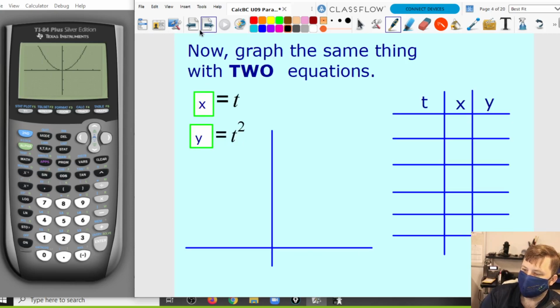Now, with parametric equations, the idea is I'm using two equations to build one graph, but I'm basing it off a third variable. I'm basing it off a t, which stands for time. So I'm going to graph these two equations, x equals t and y equals t squared.